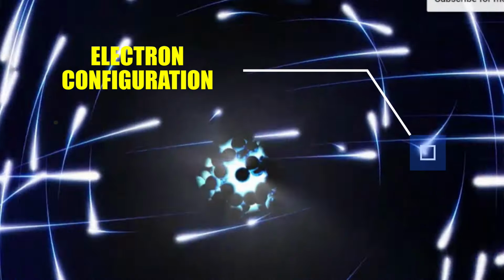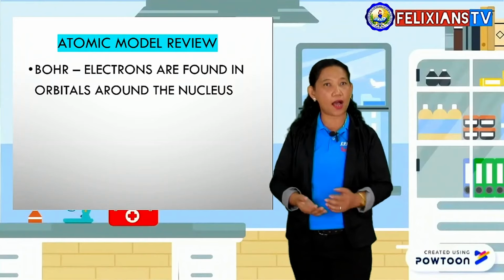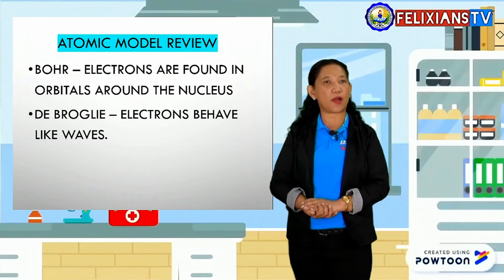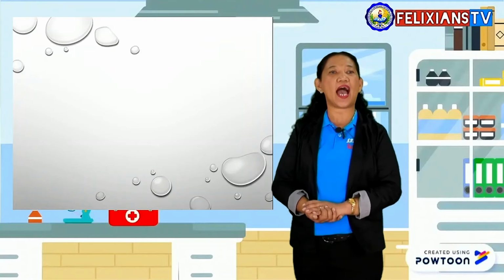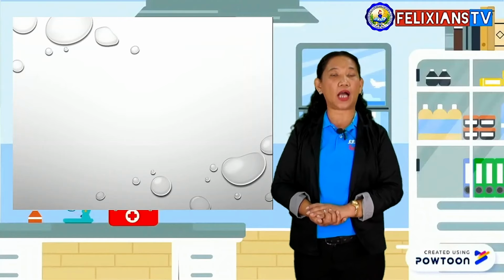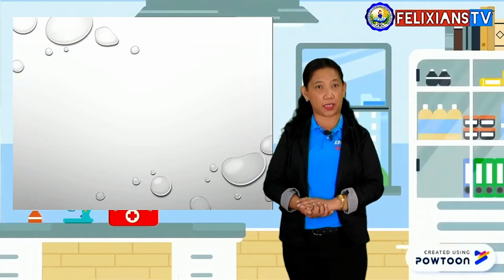Let us recall our Bohr's model. Bohr said that electrons are found in orbitals around the nucleus. From de Broglie, electrons behave like waves. That is why we have the electron cloud, because of the continuous movement of electrons in their orbitals, spinning.